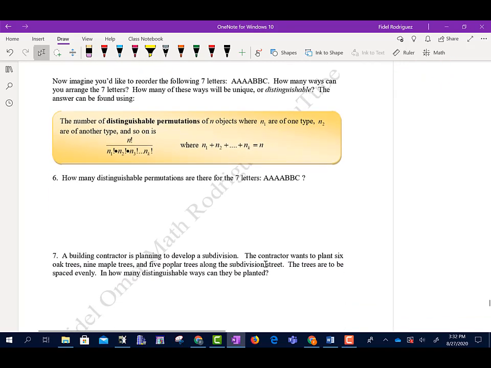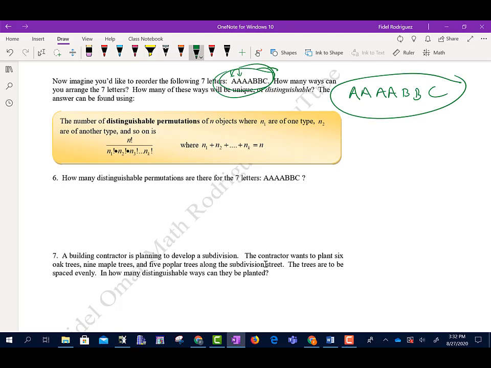All right. Now it says, now imagine you'd like to reorder the following letters, A, A, A, A, B, B, C. How many ways can you arrange the 7 letters, and how many will be unique or distinguishable? So what we mean by that is, if you look at the letters here, the A's repeat and the B's repeat. So the point that we're trying to make here, guys, is if we switch those two A's and you looked at this and you looked at this, we wouldn't be able to tell that we switched them, right? How would we know that?